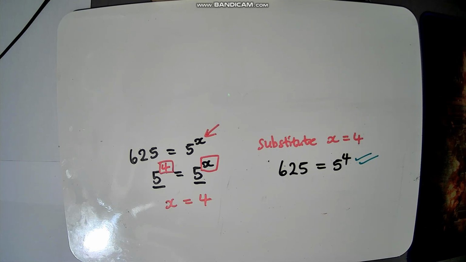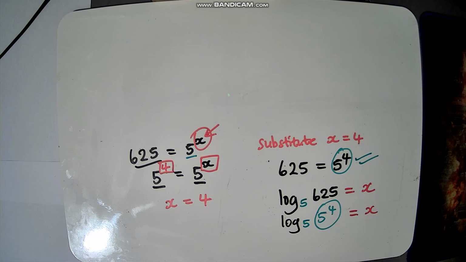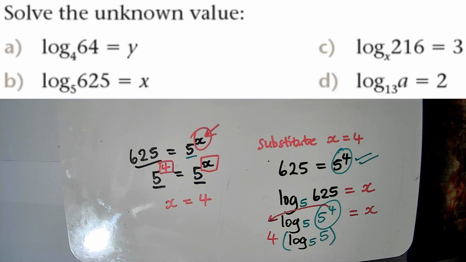If you were to write that in a log form, it would be log to the base 5, followed by the answer is equal to the exponent. I could further solve that if I wished. 625, we've already established that that is 5 to the 4. Move that 4 in front. You will get 4 log 5, 5. So all in the brackets will be 1, and 4 times 1 is 4. Notice that x is equal to 4.